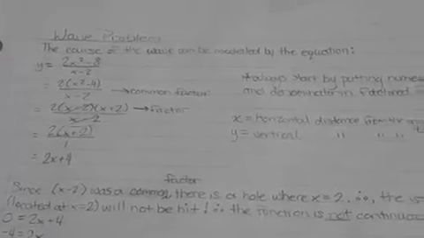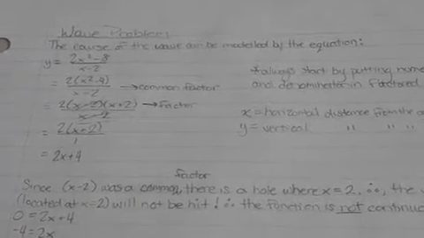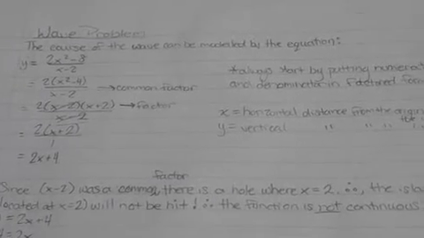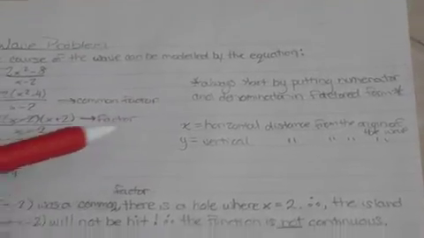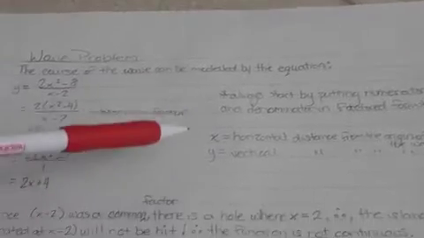The island is located at x equals 2, and the course of the wave can be modeled by the equation (2x² - 8)/(x - 2). So I guess x would be the horizontal distance from the origin of the wave, and y would be the vertical distance from the origin of the wave? That is correct!